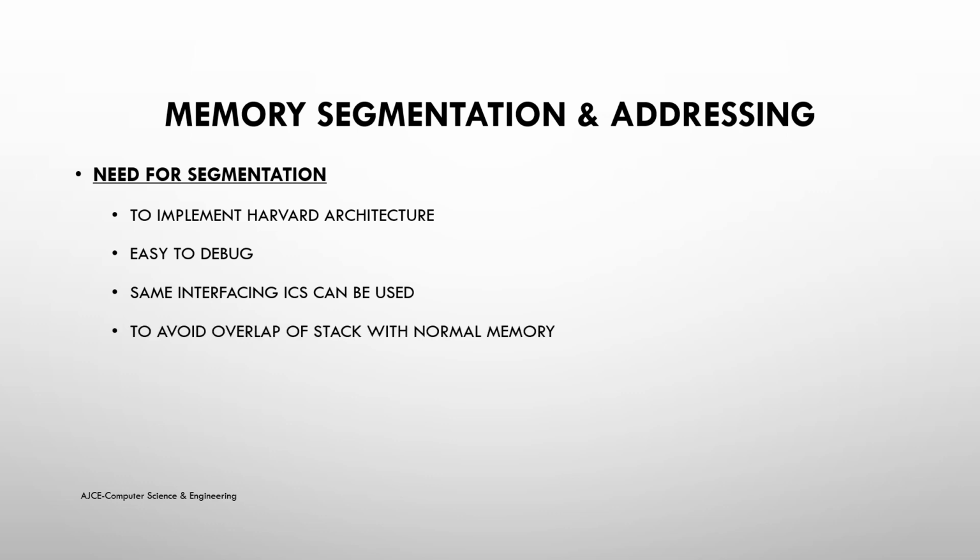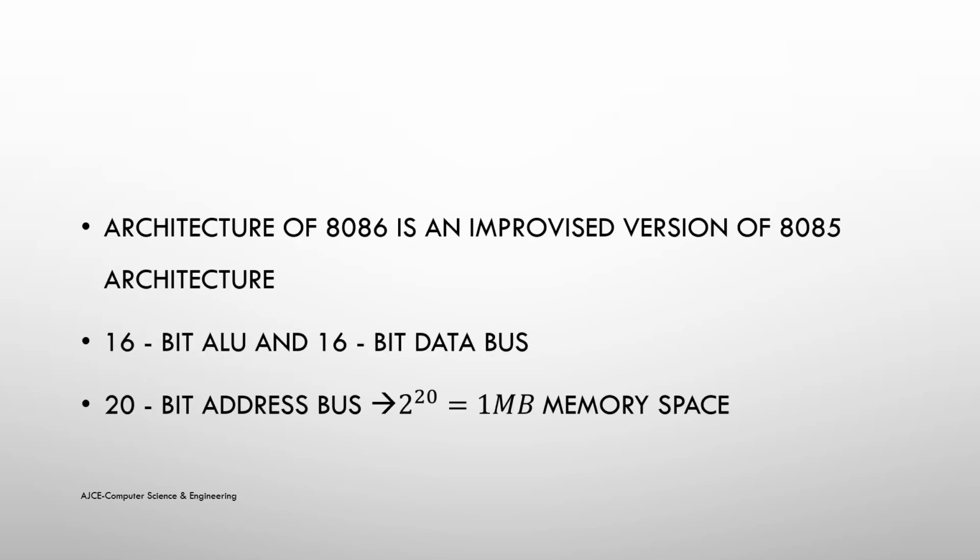Then, in order to avoid the overlap of the stack with the normal memory, we can use memory segmentation in 8086. And in order to be compatible with 8085, 8086 supports memory segmentation. Actually, 8086 is an improvised version of the 8085 architecture.